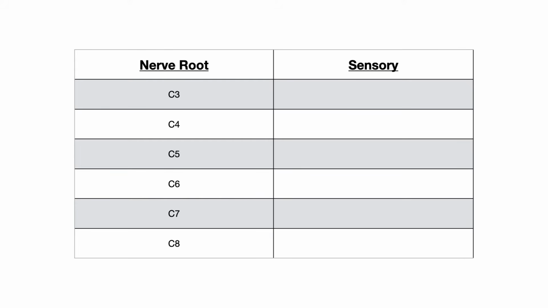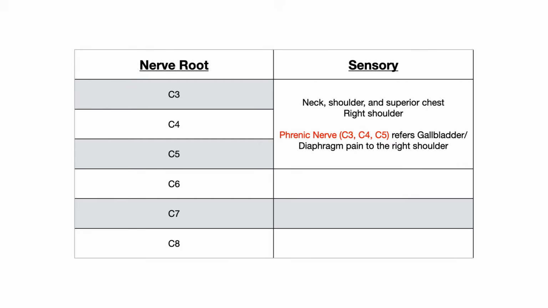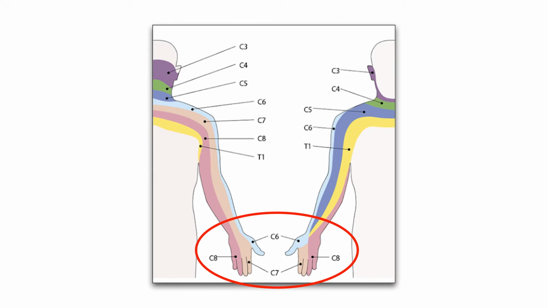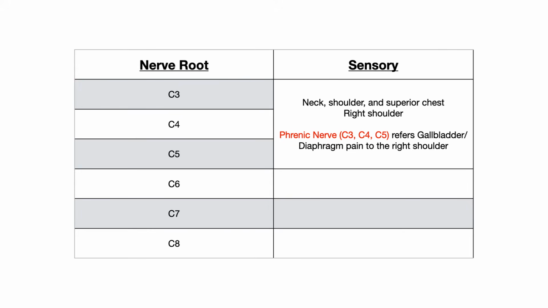So let's fill these in. The place to begin, I'm actually going to combine C3, C4, and C5. The reason I'm combining them is because these three cervical nerve roots, if you go back to this picture of the dermatome, you can see that C3, C4, and C5 all provide sensory innervation to somewhere around the neck, upper shoulder area, maybe slightly posterior aspect of the head, but it's mostly neck and shoulder area. So you can see that neck, shoulder, and superior chest.